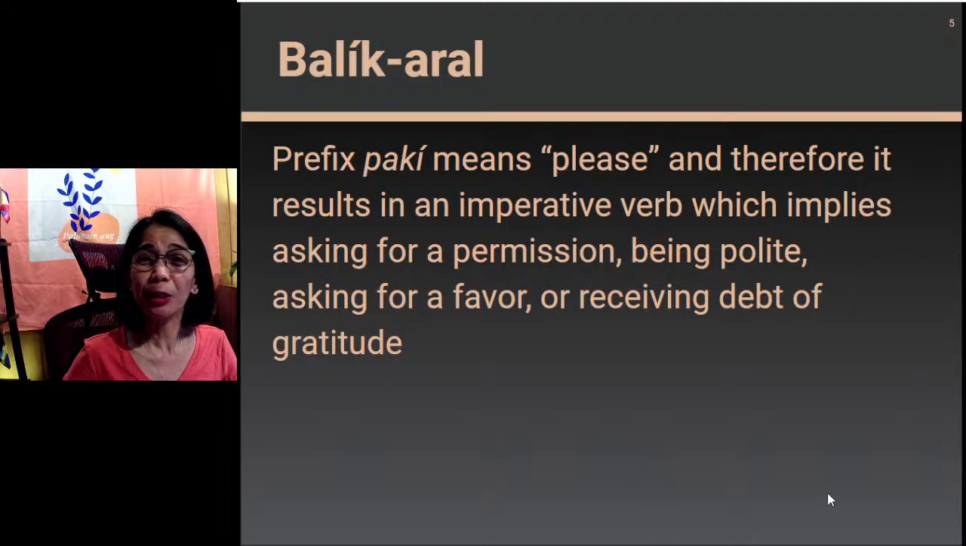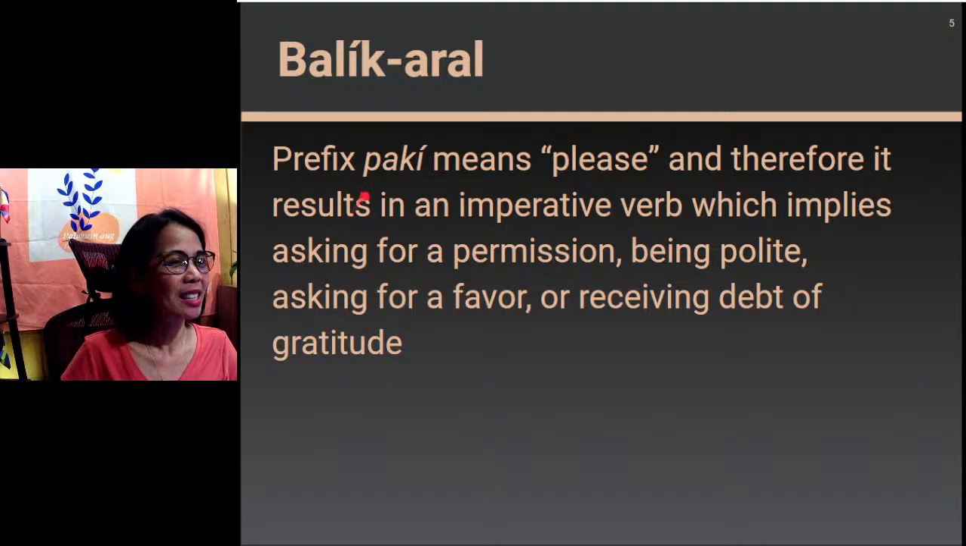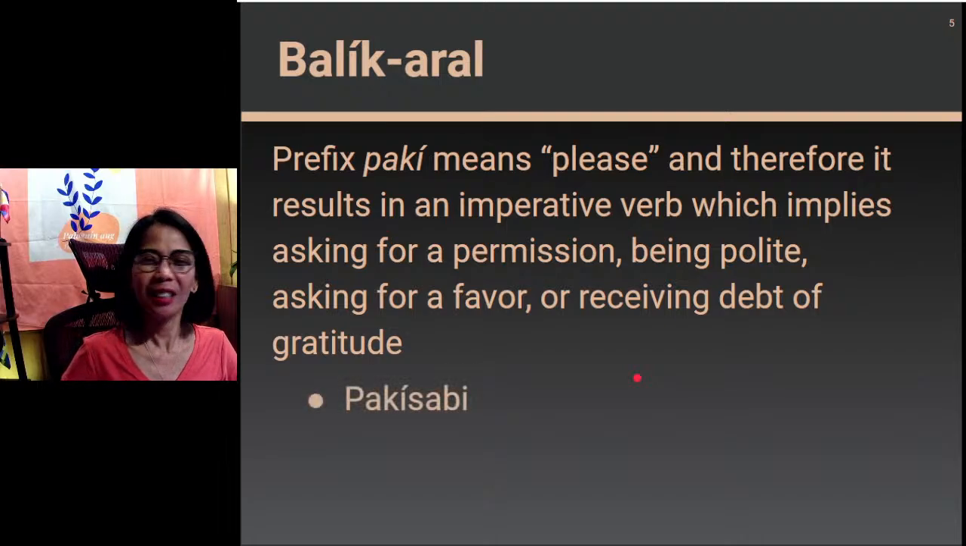Balik-aral, because this specific topic is connected with our previous lessons on prefixes. If you were here with me 2 Fridays ago, we had the Paki prefix, which means please. Paki is a very nice prefix, and you can simply say Paki followed by something else. It means asking for a permission, or expressing that you are being polite, and of course asking for a favor or showing a debt of gratitude.